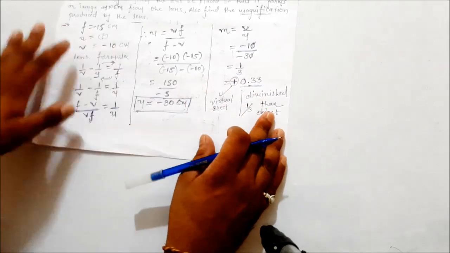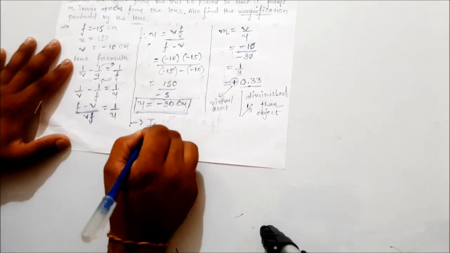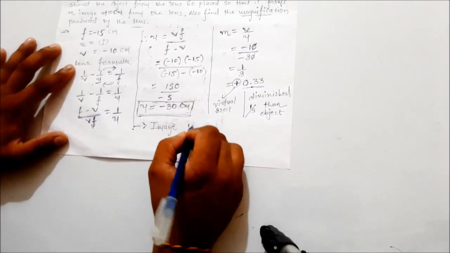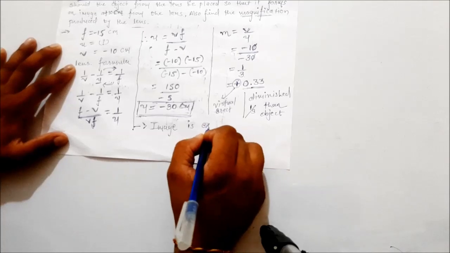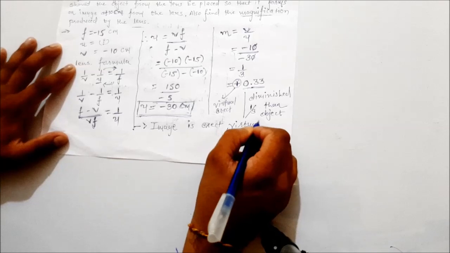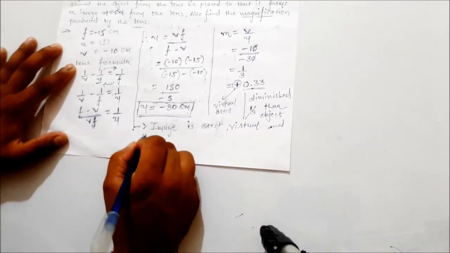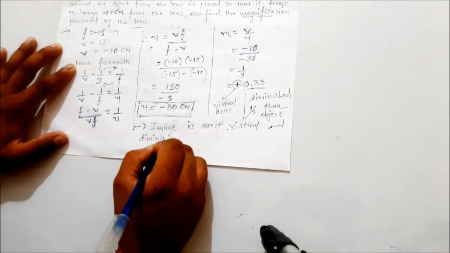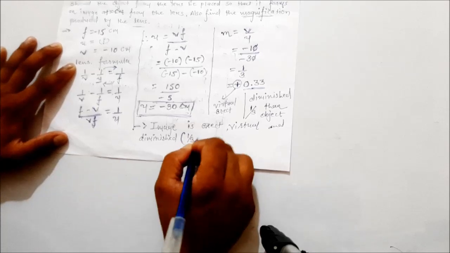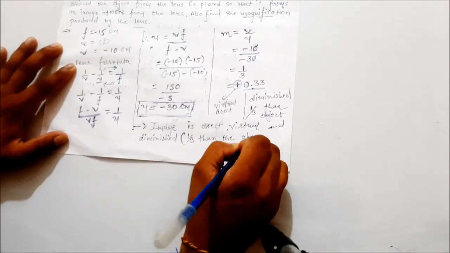So our conclusion will be, our image is erect, virtual and diminished. But how much diminished? It's 1/3 than the object.